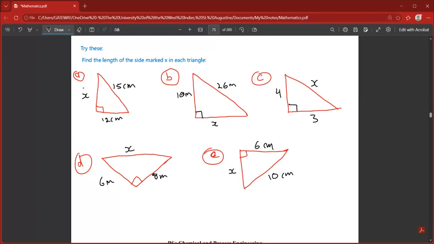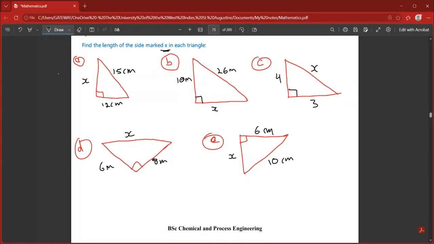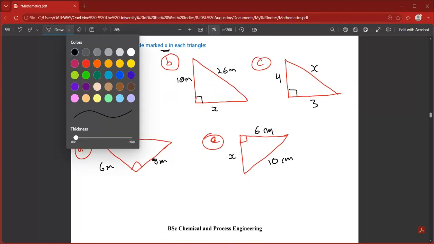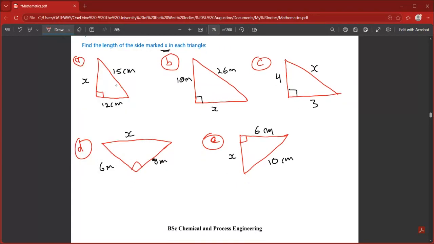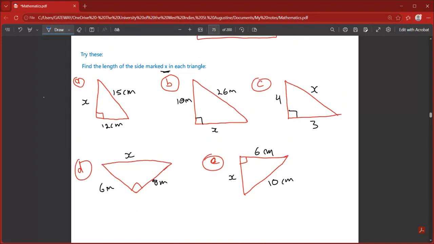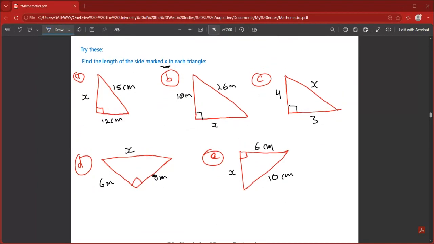So you can try these 1, 2, 3, 4, 5 questions, and you have to find the side marked x. Let me know when you're done. We'll correct it together. So part A, find the length of the side marked x in each triangle. What you want to do here is label it. At the first step, where can I put the solution? Anyway, I have to try to fit it in.